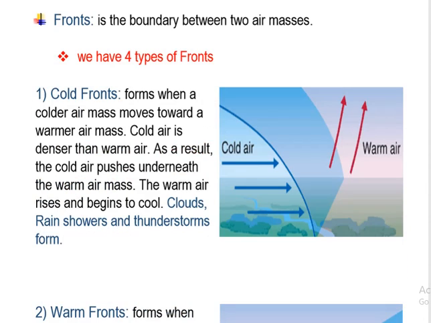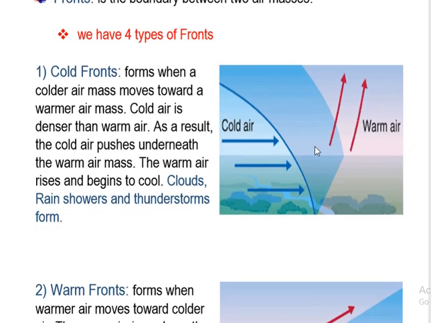Front is the boundary between two air masses. We have 4 types. First one, cold front. Look at the photo. Cold air mass moves towards warm air mass. The weather will be cloudy and rainy. Thunderstorms can form.